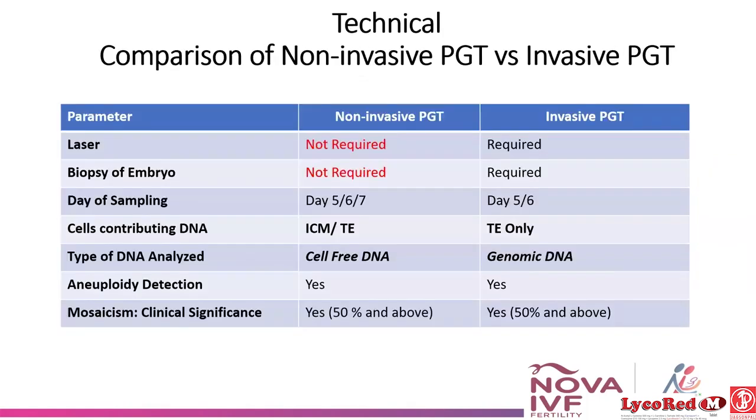What are the technical comparisons between non-invasive and invasive? In non-invasive, you don't need a laser, and you don't need to do the biopsy of the embryos. You can simply do it on either day 5, 6, or 7. In invasive, day 5 or 6. Here the cells contribute both ICM and trophectoderm, but in the invasive case, only trophectoderm is contributed. Types of DNA analyzed: cell-free DNA here, genomic DNA there, and in both cases you can detect aneuploidy.